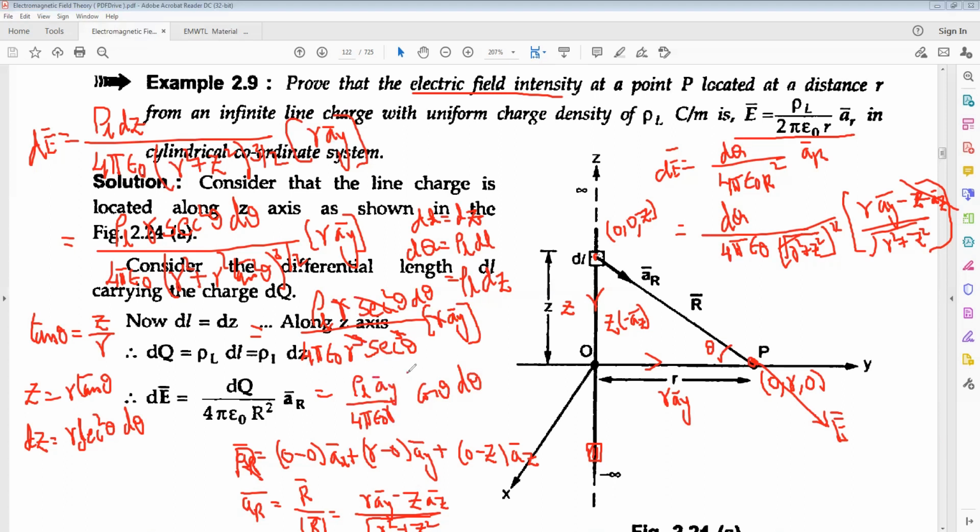Now I can apply the integral. It is a differential electric field intensity, which means apply the integral here.